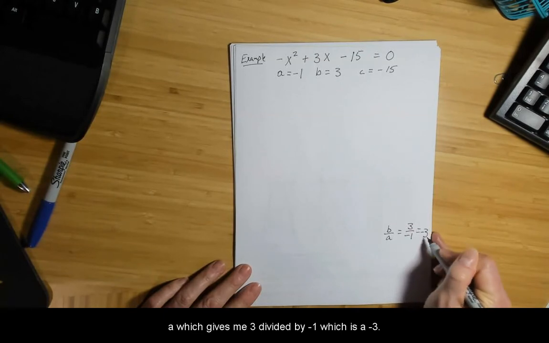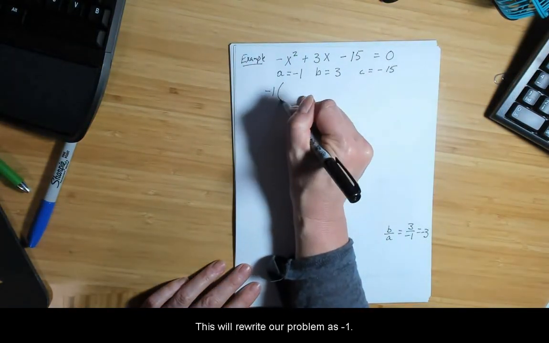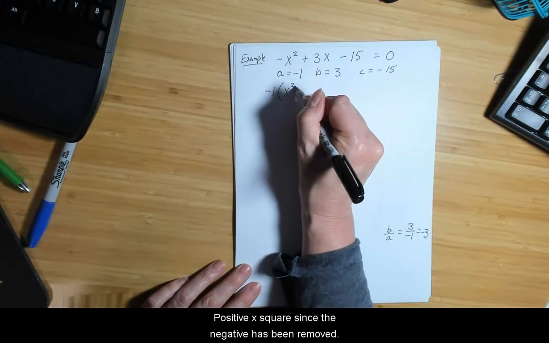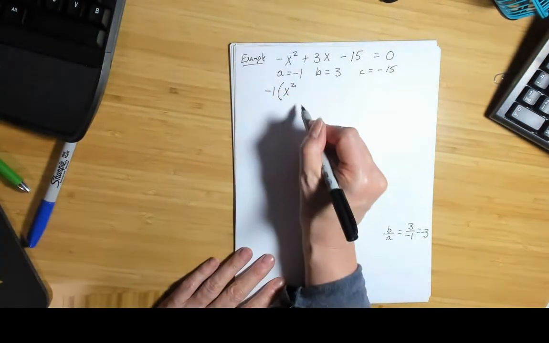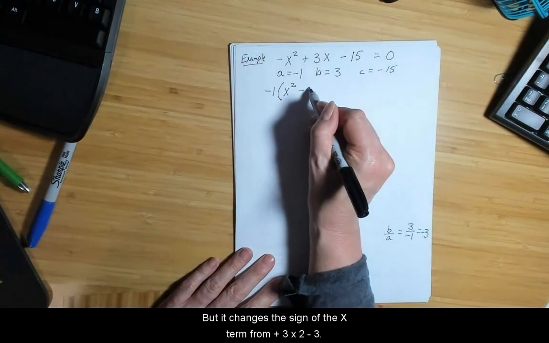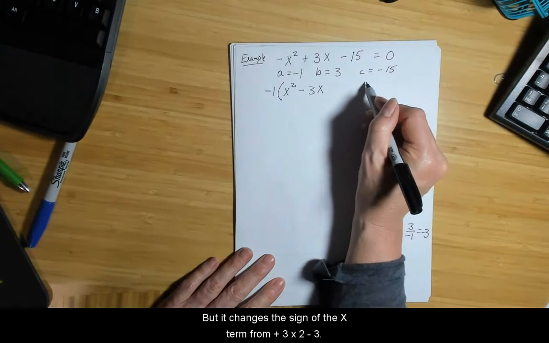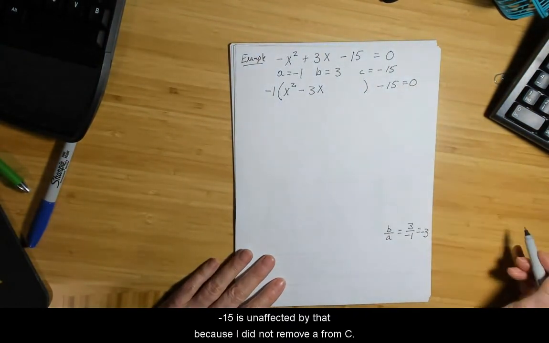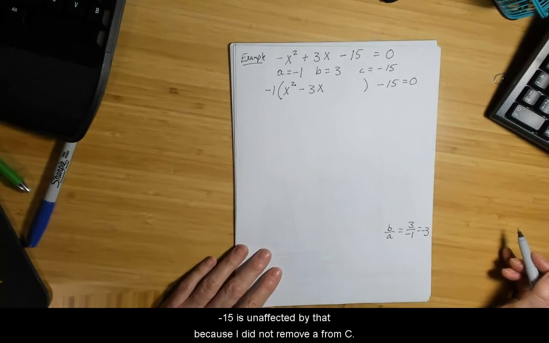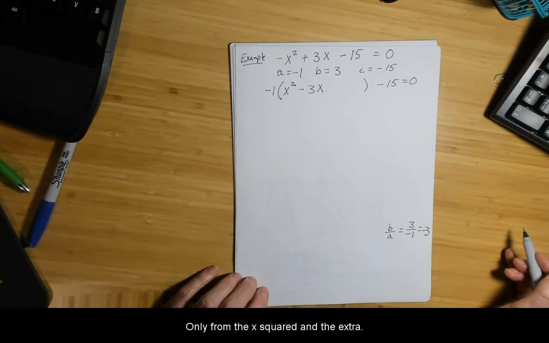a negative 3. This will rewrite our problem as negative 1 positive x squared, since the negative has been removed, but it changes the sign of the x term from plus 3x to minus 3x. The minus 15 is unaffected by that because I did not remove a from c, only from the x squared and the x term.